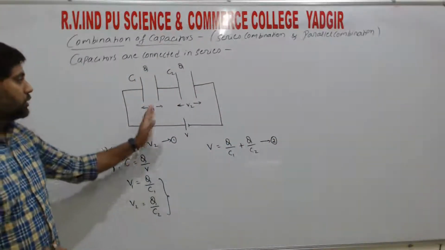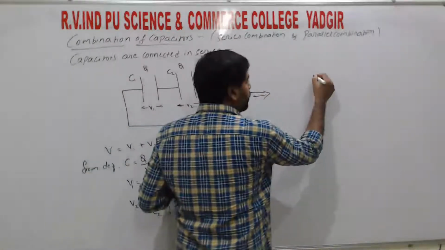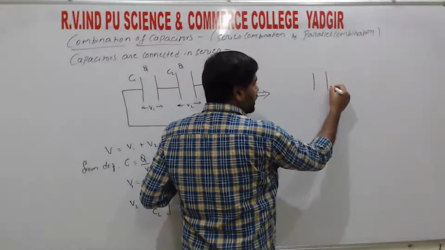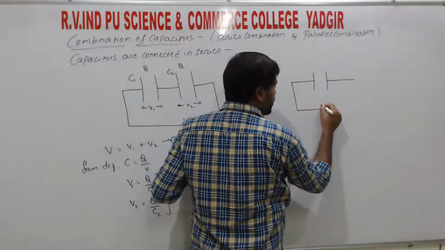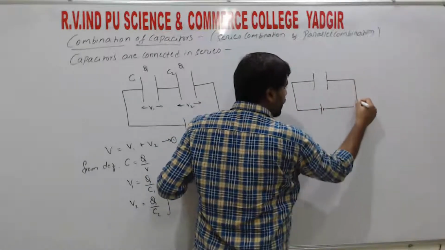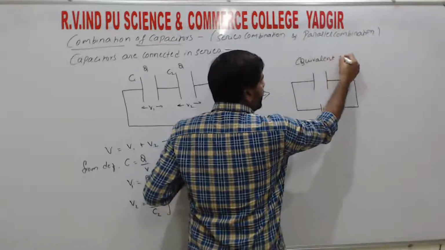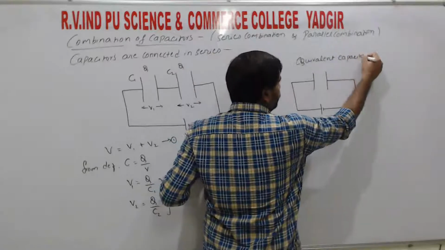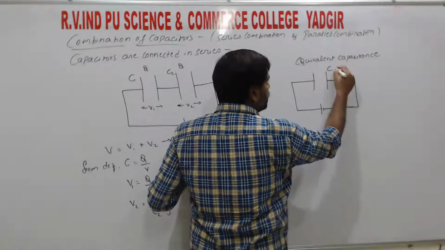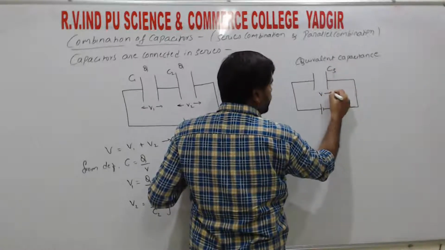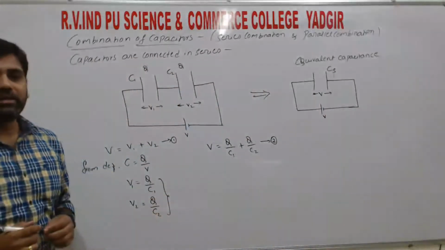Now compare this with the equivalent capacitance, right? Equivalent capacitance means a capacitor having the capacitance which produces the same effect as the combination of capacitances. That one we call the equivalent capacitance. Calling that Cs, and the voltage across it is V. So the applied voltage is the same for both the cases, right?